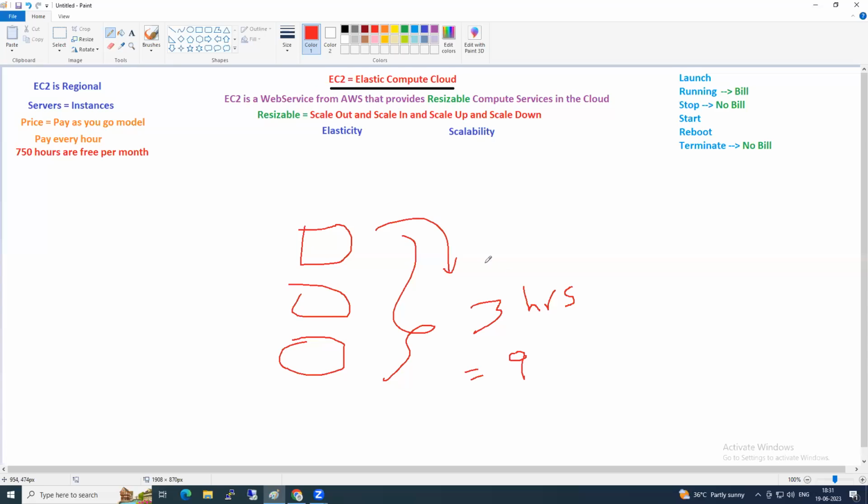Okay, now, 750 hours is not for one EC2 instance. It is for all EC2s. Let's say you have launched 10 EC2 instances and you have used them for 10 hours each. That means how many hours total? 100 hours. So it will be counted in the 750. It is not that one EC2 instance is equal to 750 hours free. For all the EC2 instances that you are using, the total of 750 hours is free.